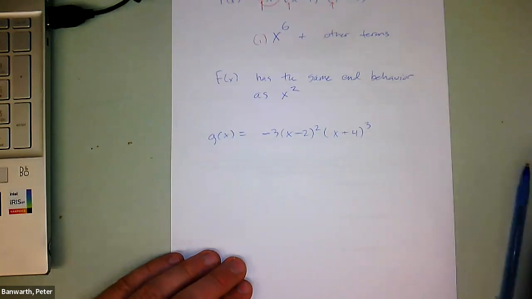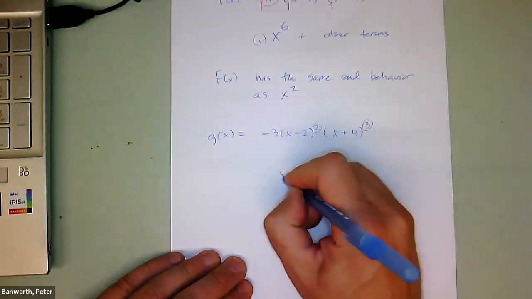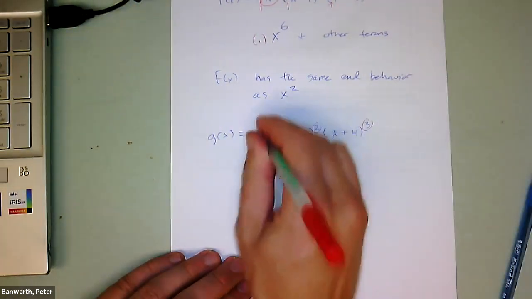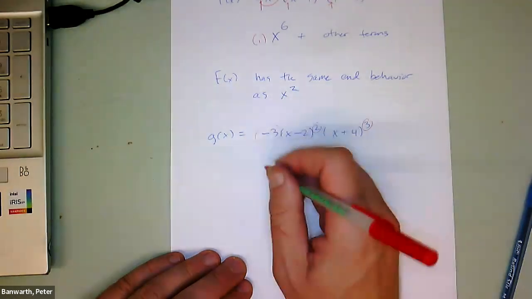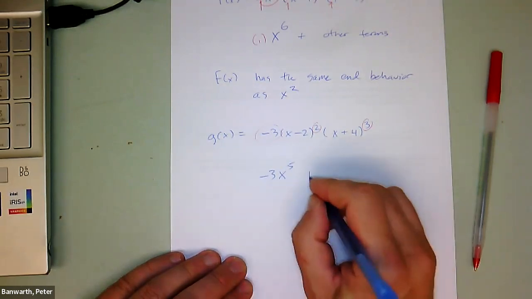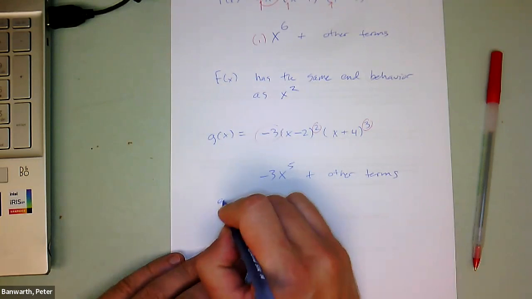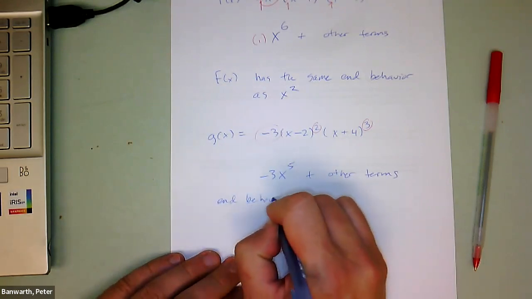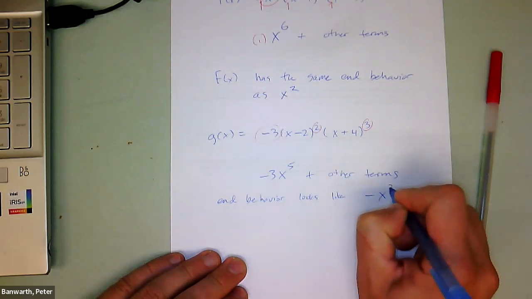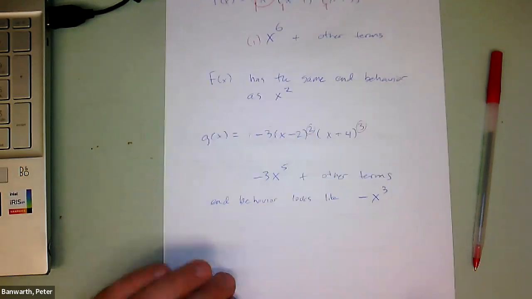And so first I look at the powers. There's a 2 and a 3. So I know my polynomial is going to behave like x to the fifth. I look at the leading coefficient, which is a -3. So it's going to behave like -3x to the fifth plus other terms. So its end behavior looks like negative x cubed. Negative leading coefficient, odd power.